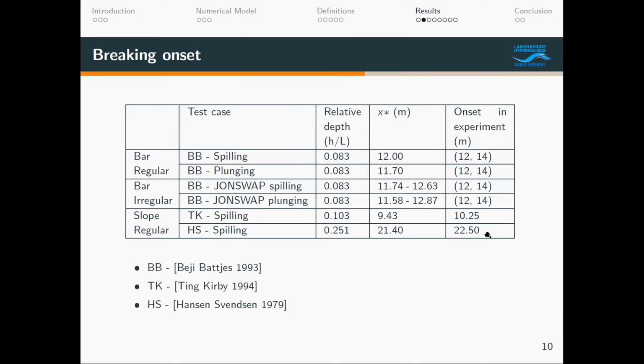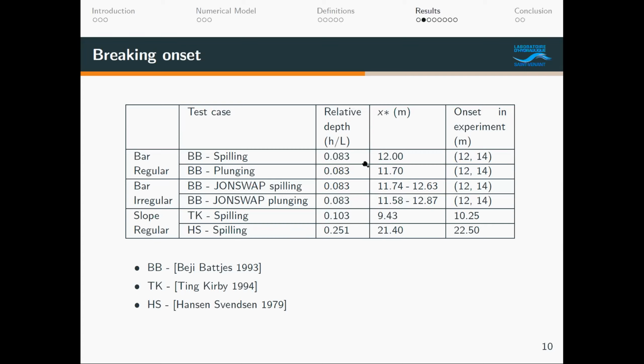So results. We'll first look at prediction of onset of breaking waves with experiments, and then we'll see the accuracy of calculation of this wave celerity with the formula that we just saw, and then compare a set of test cases to check the validity of the dissipation model, and finally look at the parameterizing of the dissipation strength with the breaking strength. Among the test cases that we're looking at are Bijibach's 1993 spilling and plunging, regular and irregular waves, and the 2 strongly nonlinear test cases, Tinker V94 and Hansen-Svendsen's 1979.